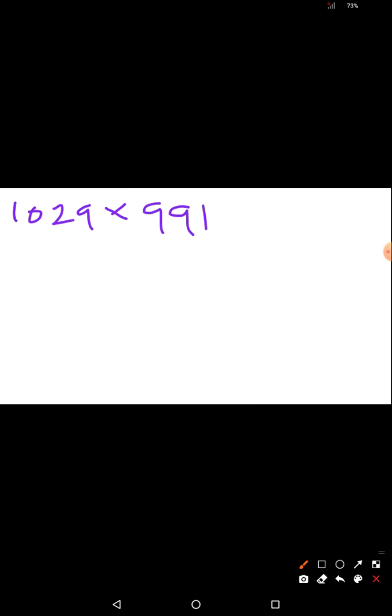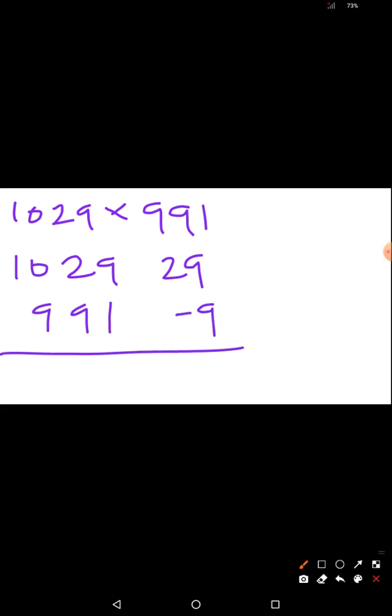Okay, so 3-digit numbers. What is your base? Your base is 1000. So 1029, what is the deviation? 29. And 991, what is the deviation? Minus 9. Okay, so I am going for 1029 minus 9. You will get 1020. This 29 into minus 9: in our next series, we will learn how to multiply this in an easier way. For the time being, we will go with the traditional multiplication. You will get minus 261.